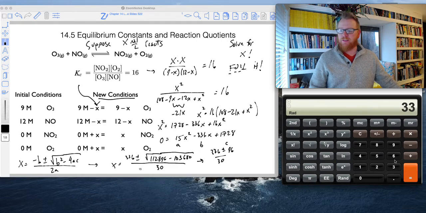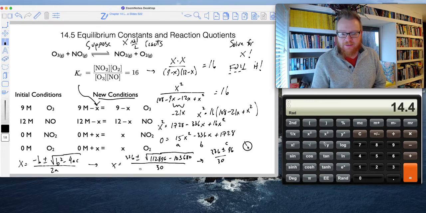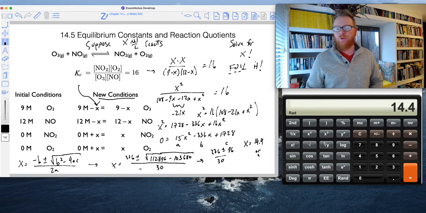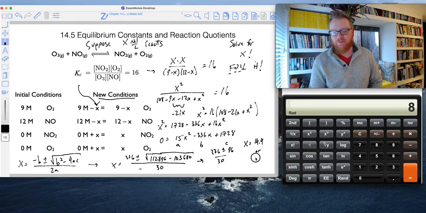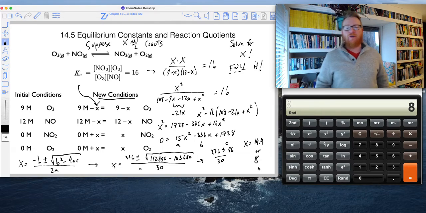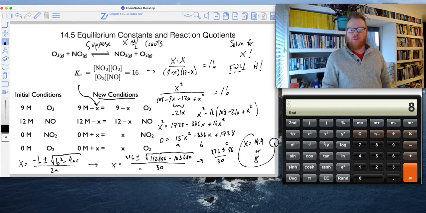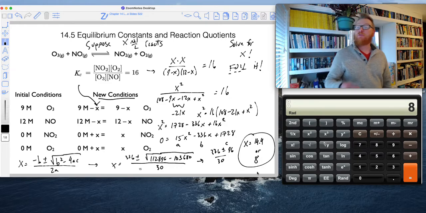So let's do the positive root. 336 plus 96 equals, divided by 30. Okay, so now we can say that x equals 14.4, or, so now let's do the minus root. So 336 minus 96 equals, and then now divided by 30, okay, and that equals 8. So now if we look at our two solutions, x equals 14.4 or 8.